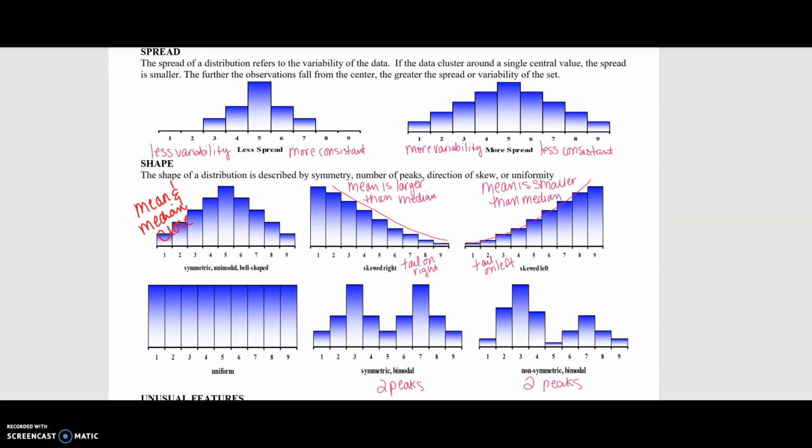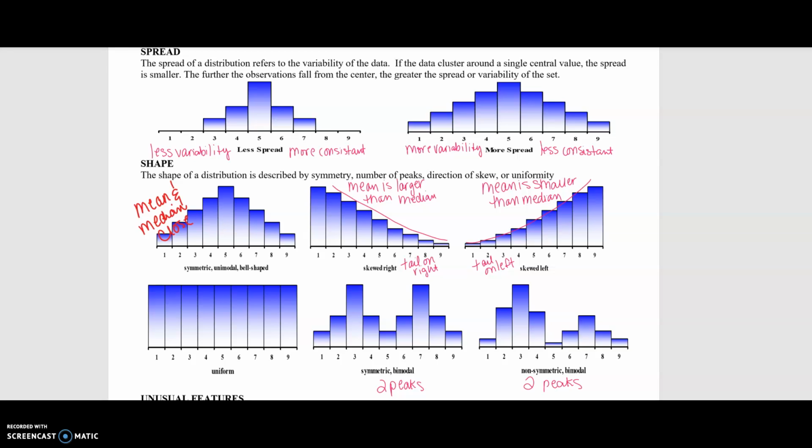Looking at something that looks uniform, the data is very consistent here. The frequency of each class is very similar to that of the others, so it looks more evenly distributed. And if you have a bimodal histogram, with two peaks, that means there are two values or data ranges that appear most often in the data. And this could be symmetric or non-symmetric.